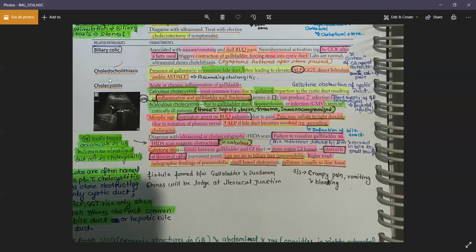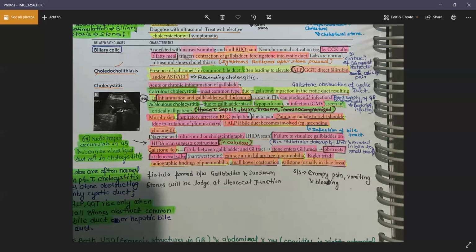So we have discussed the stones, the types of stones, and where the stones can lodge. Now, if biliary colic is present, which means the cystic duct is blocked. Before the blockage, the patient can also get inflammation of the cystic duct and the gallbladder. And the inflammation can happen because of two things. First is infection by bacteria.